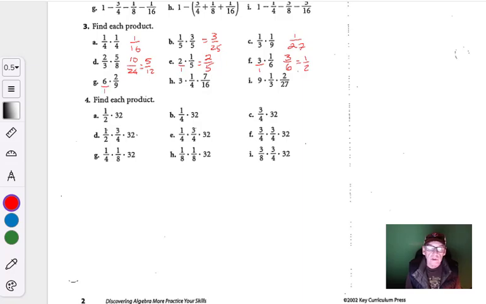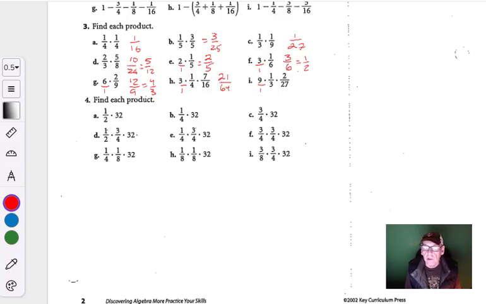For g, put 6 over 1. We do 6 times 2, which is 12, over 1 times 9. Now 3 goes into both of those. That's going to simplify to 4/3. And we leave it as an improper fraction. For h, put over 1. We're multiplying all these together. 3 times 1 is 3, times 7 is 21, and 4 times 16 is 64.